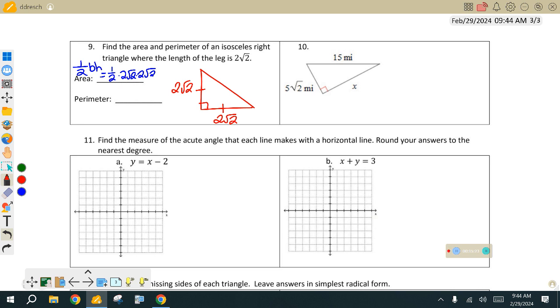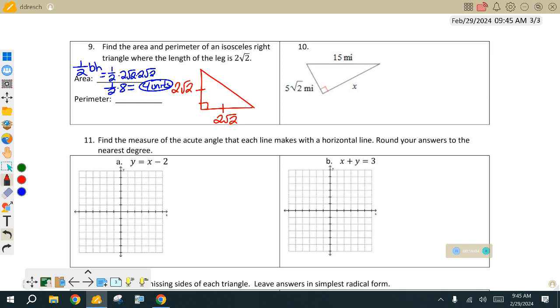Take it to the side. What is 2 root 2 times 2 root 2, everybody? 2 times 2 is 4. Square root 2 times square root 2 is 2. I think 8. I might have added myself. Sorry, square root 2 times square root 2 is 4, and that gives me back to 2. And 4 times 2 is 8. So what is 1/2 times 8? Yep, this is 4 square units. That's all we did. We just multiplied radicals. I took half that, 8.